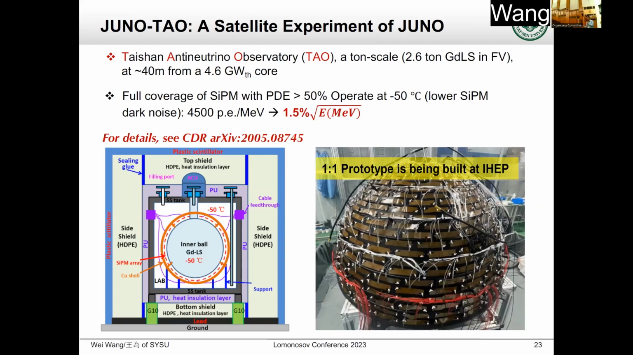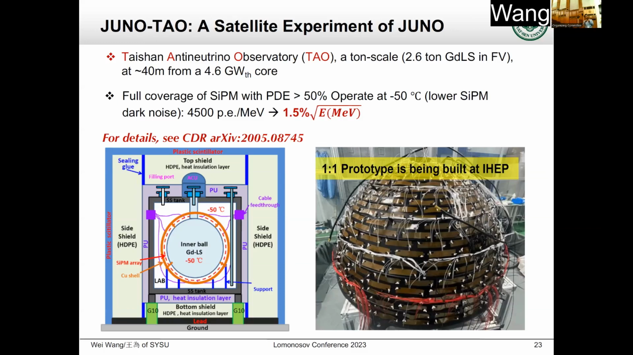Those silicon PMs are offered, actually contributed, by the Joint Institute for Nuclear Research. And my group is contributing the top video tracker, and the local group from Moscow State University is contributing part of the calibration system in this detector. And this is the one-to-one prototype that is being built in Beijing.